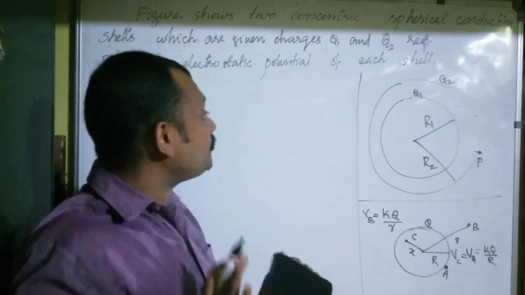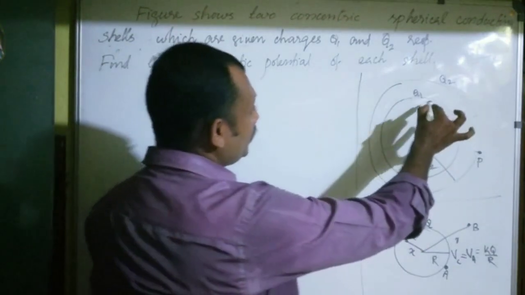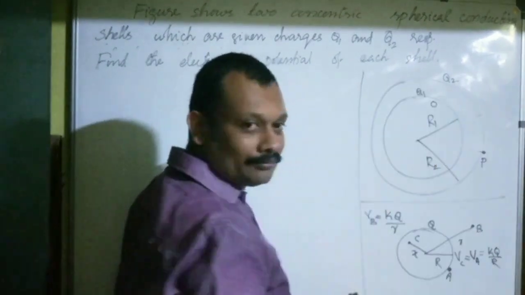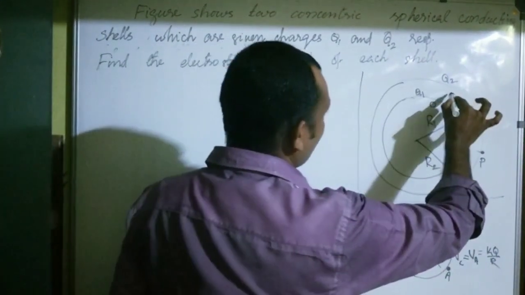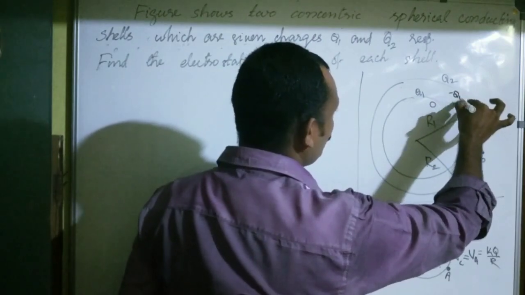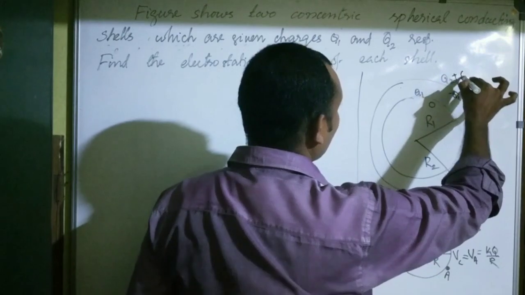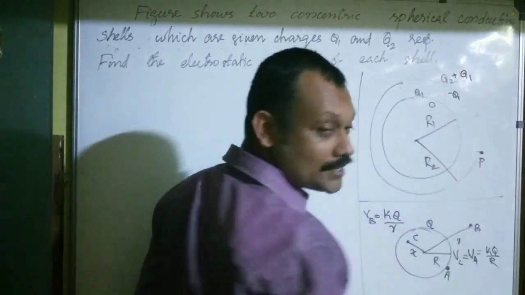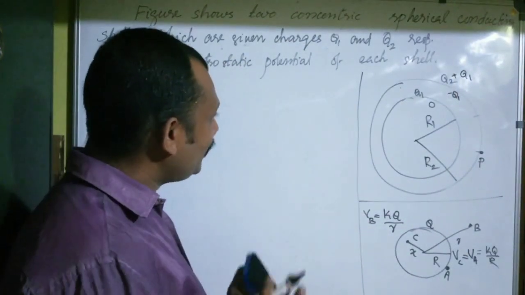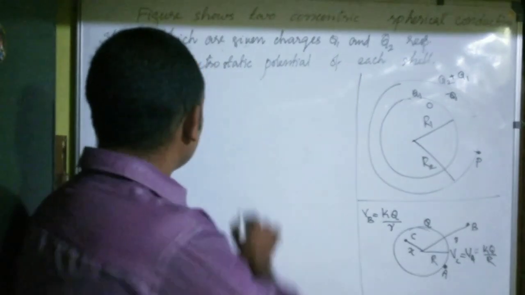The second concept which I am going to ask you is, what is the charge appearing here? It is 0. What is the charge appearing here? Minus Q1. What is the charge appearing in total here? It is Q1 plus Q2. Now let us write the potential of sphere A.